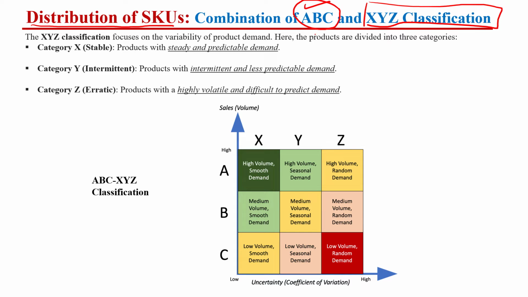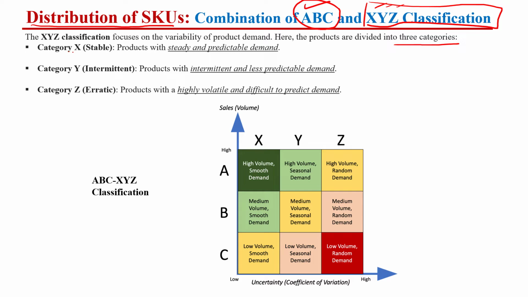That means with respect to their importance, whether they have a high dollar value, a moderate dollar value, or a low dollar value. Whereas in XYZ classification, we talk about the predictable sales or predictable demand, or how steady or predictable the sales or demand of the SKUs is. Based on that, we classify the SKUs into three categories, which are X, Y, and Z.